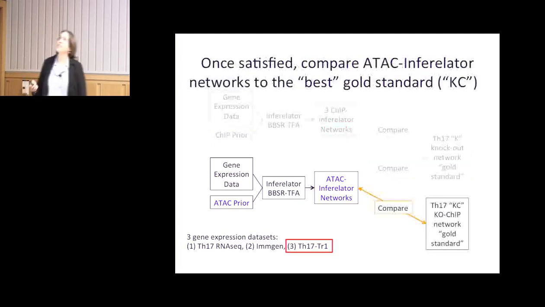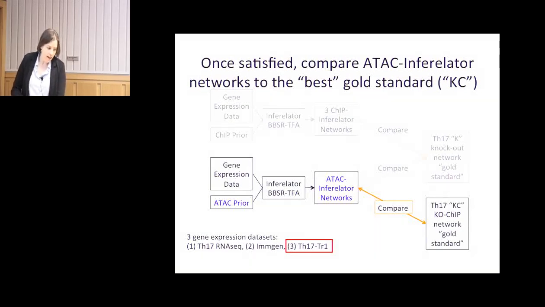And then the final idea was once we were satisfied with the ATAC versus ChIP-seq comparison, then we could go ahead and compare the ATAC-seq networks to probably a better gold standard, a gold standard consisting of transcription factor gene interactions that were supported not only by knockout, but also by ChIP data, suggesting that that transcription factor also binds in cis to those genes, so more likely to be a regulator.